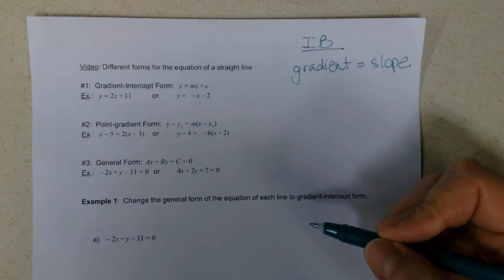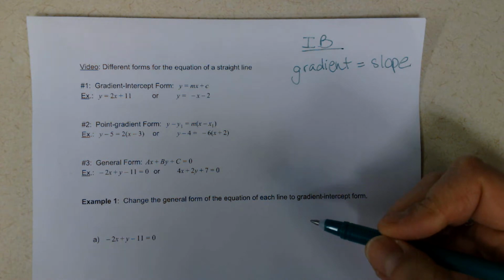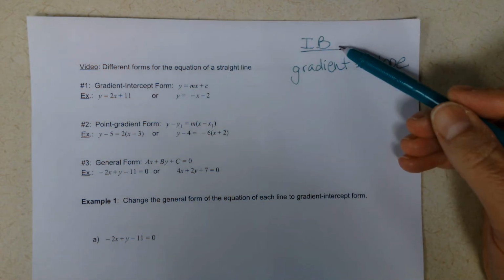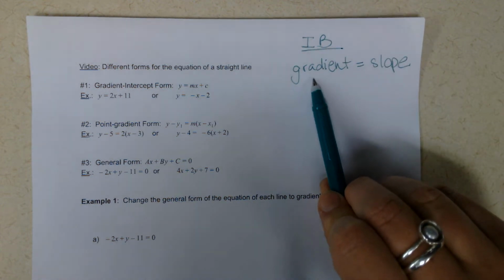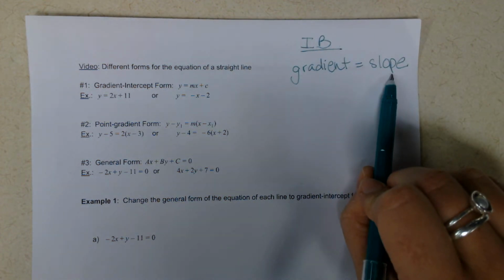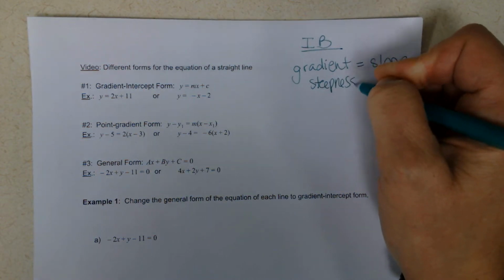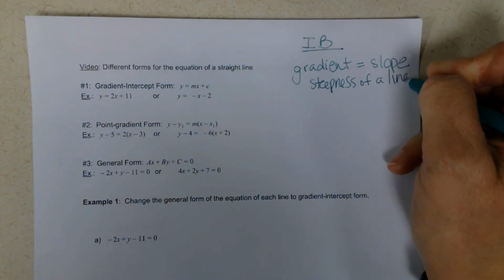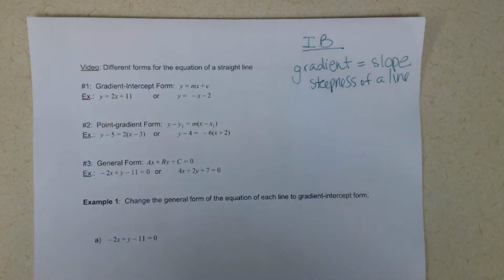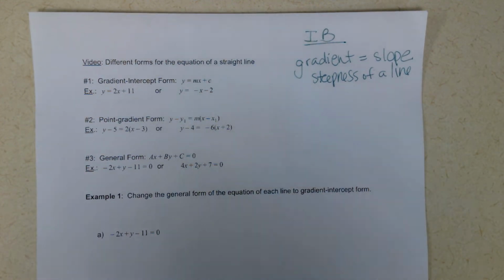Today we are going to be learning about different forms for the equation of a line. I am going to be using some IB language, and the word I'm going to be using is gradient. Gradient is the same thing as slope. It represents the steepness of a line. So you can write that down. It is a little bit of a change, but we're going to make the change together.